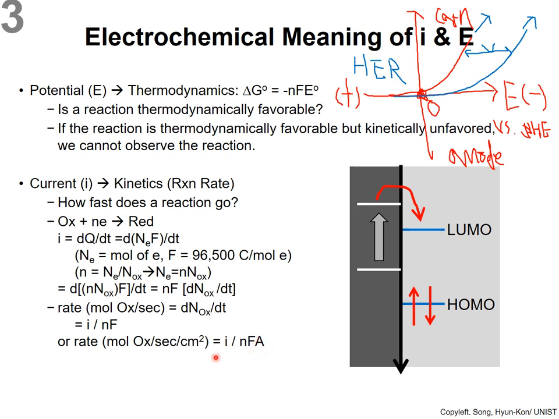Again, I have said current is a measure of reaction rate, because current is the reaction rate. As a summary, potential is a measure of thermodynamics, while the current is a measure of kinetics or reaction rate.